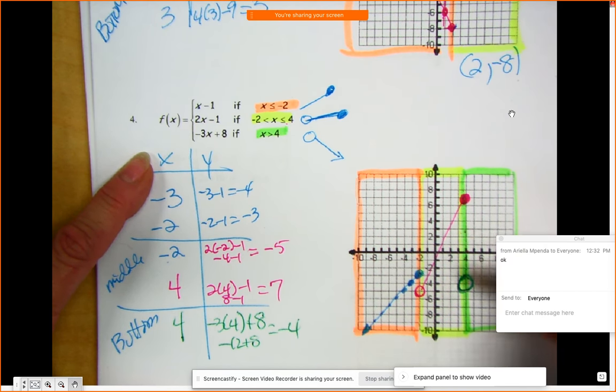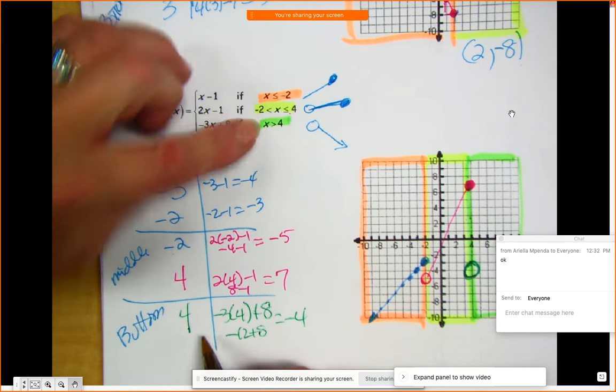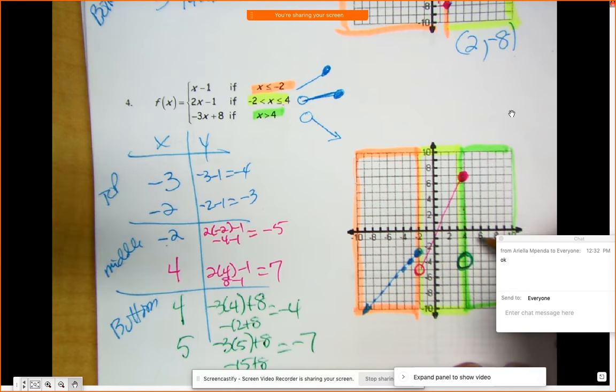Okay, you can't have two closed circles on one vertical line. It wouldn't be a function. Now another number greater than 4, how about 5? -3 times 5 plus 8 is going to be -15 plus 8 is going to be -7. So I input a 5 and I got out a -7 right here.